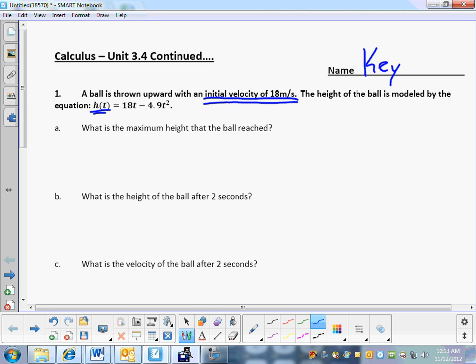Now, we don't know horizontally where it's displaced. I mean, I could throw a ball from here over to Curry, and it would definitely have height, but it would also have horizontal displacement. We do not know the horizontal displacement. We only know the height as a function of time. So, what is the maximum height that the ball reached?